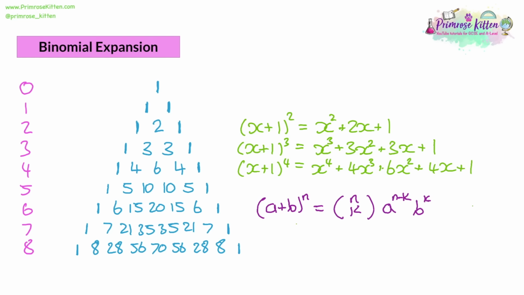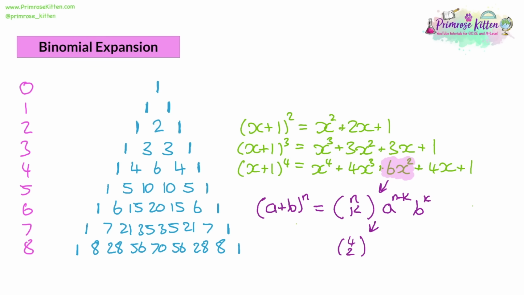So let's say in the power 4 expansion we just did, let's say we only wanted the term on x squared. What would we do? So what we would do, looking at this formula, is first we'd have n over k. Now n is the power, so this is a power 4 expansion, and k is going to be the power we're looking at. So we're looking for power 2.